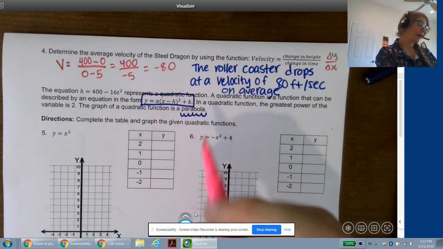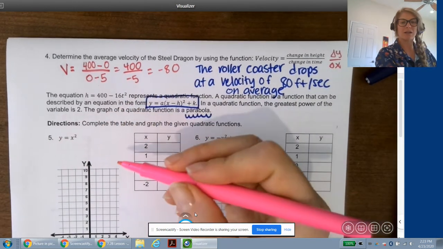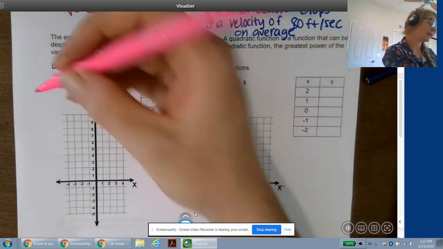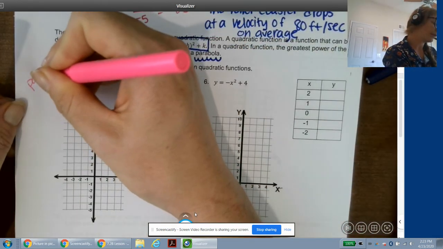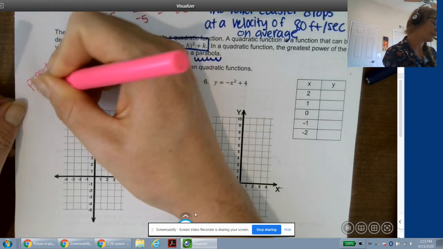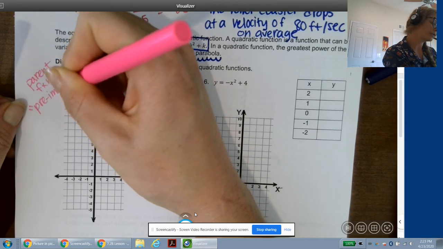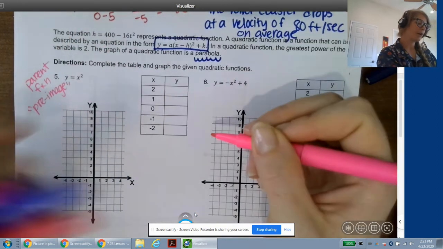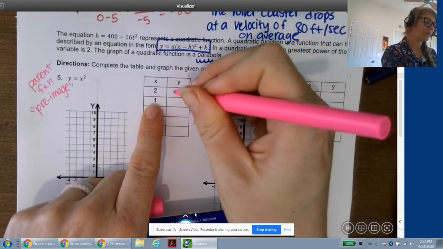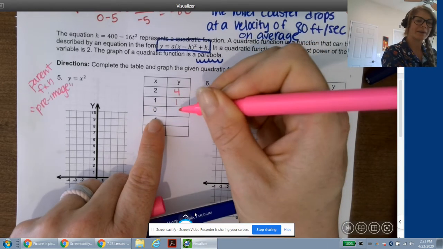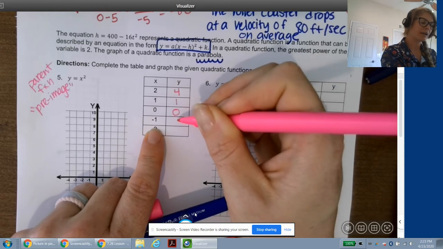So we're going to complete the table and graph the given functions. So y equals x squared, this is our parent function. This is where we're always going to start, or we can call it our pre-image. It's where you start. So here, if my input is 2, my output is 4. If my input is 1, my output is 1. If my input is 0, my output is 0.